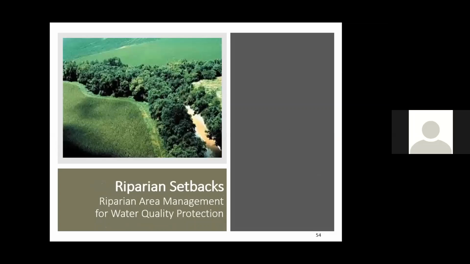The other type of setback is a riparian setback. Riparian setbacks protect water quality. They regulate water temperature and provide pollinator habitat, flood resilience, and groundwater recharge, among other things. Riparian setbacks have diverse trees, shrubs, and grasses.